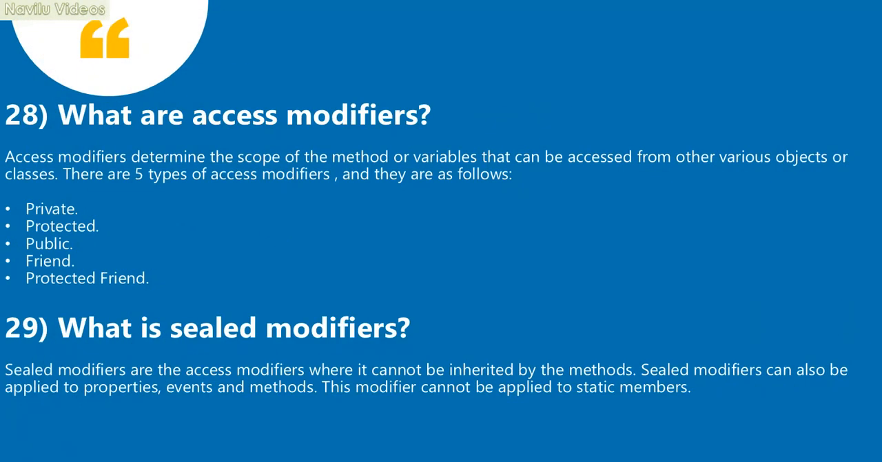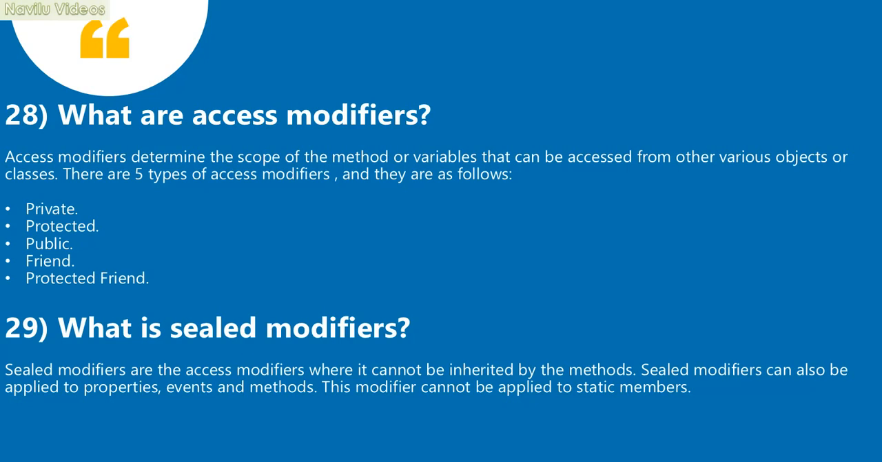28. What are access modifiers? Access modifiers determine the scope of the methods or variables that can be accessed from various other objects or classes. There are 5 types of access modifiers, and they are as follows: private, protected, public, friend, protected friend.